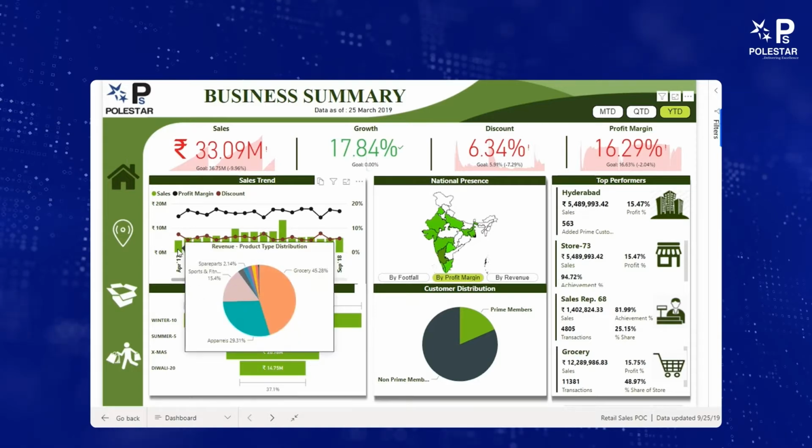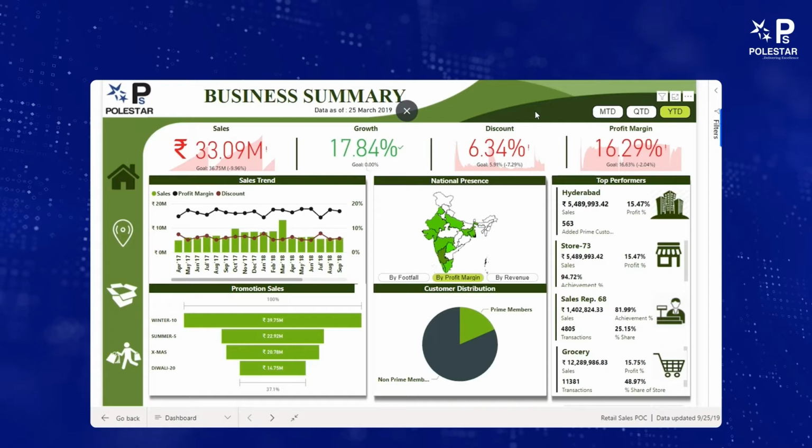And out of those, which were those products which sold the most or the least? So I can see grocery sold the most in April. However, spare parts just contributed to 2.14%. This could be a useful insight to me. However, the story does not end over there.